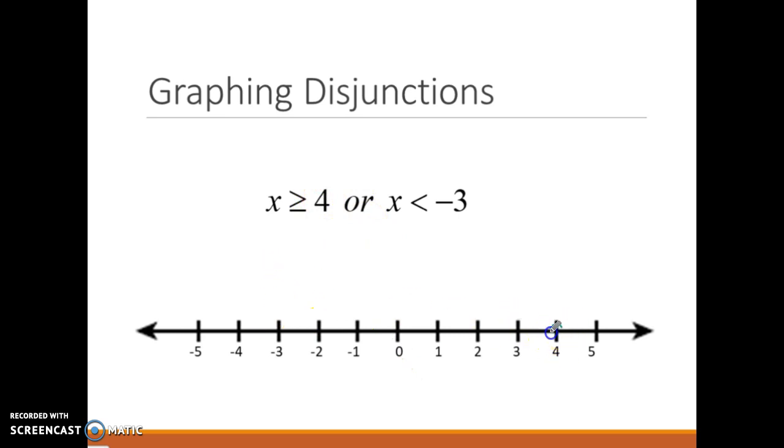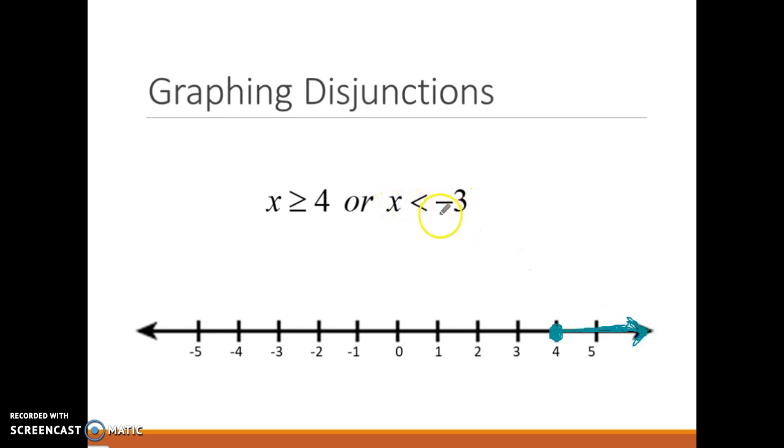So on 4, I've got my circle, greater than or equal to. It needs to be a solid circle because 4 is included by this equal sign. And x is greater than 4, so we want to shade to the right. And it goes on and on forever in that direction.